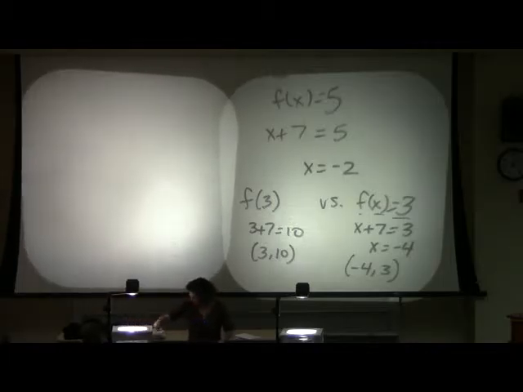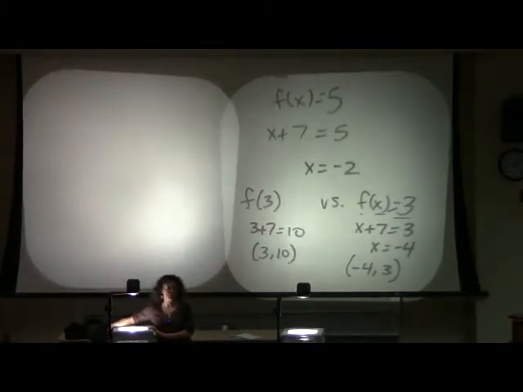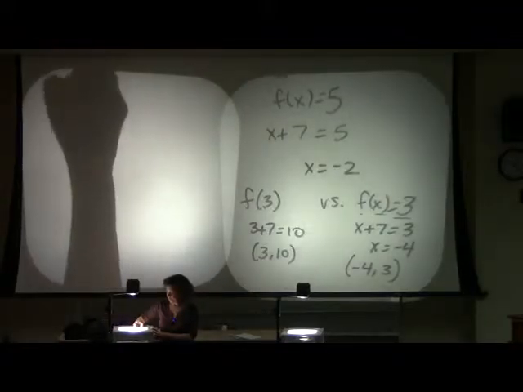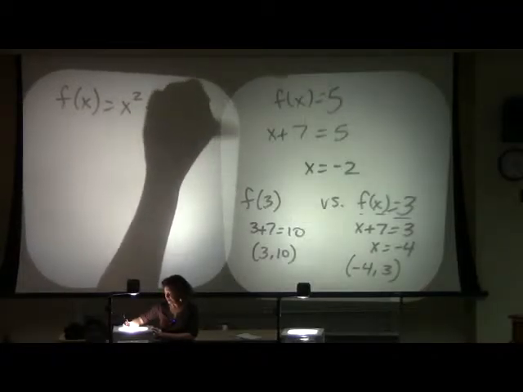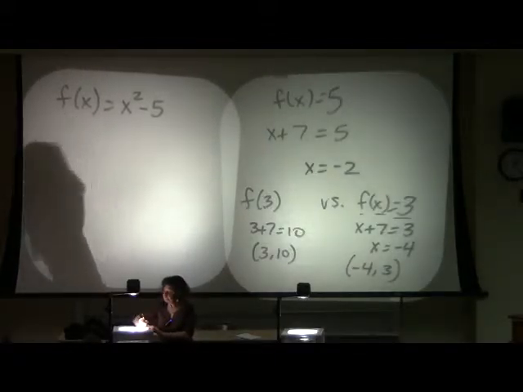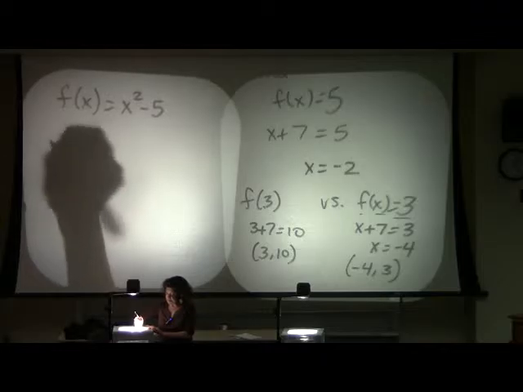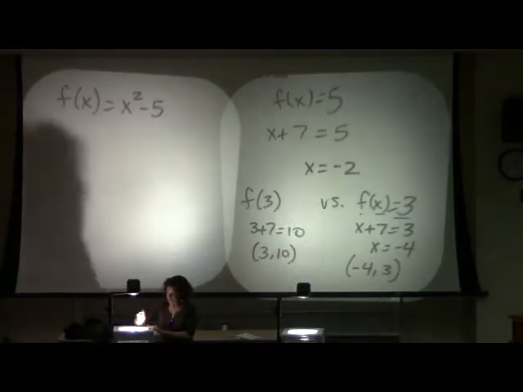Okay, let's just play with one more function. Now, we're not going to be dealing with quadratic functions in this class. We're only dealing with linear functions. But let's just do one. How about f of x is x squared minus 5? Okay? So let's compute two things and write their corresponding ordered pairs.